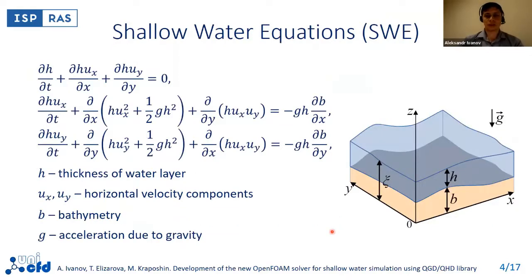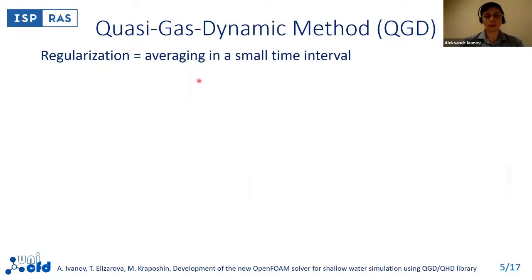On this slide, you can see the shallow water equation system. The designations: H is for thickness of the water level, U is for horizontal velocity components, B is for bathymetry, and g is for gravitational acceleration. The main important property of this system is its similarity to the gas dynamic system. Due to this fact, 30 years ago a numerical method for solving the shallow water equation system was proposed, based on the quasi-gas dynamic method, or QGD. The main idea of the method is to regularize, or average over a small time interval, the shallow water equation system and use the regularized system instead of the original one.